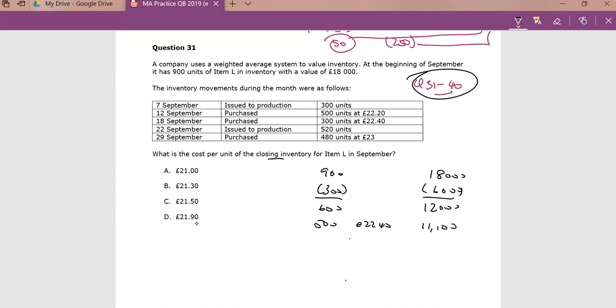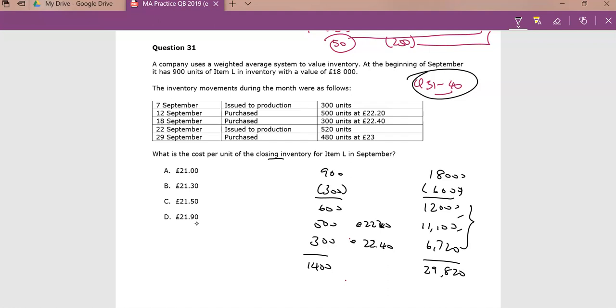And then it says you buy in again, 6 days later, another 300 units at, sorry, this is £22.20. This is at £22.40. And you buy that in, and that comes to 6,720. So suddenly you have 1,400 units worth a total of, when I add all these three things together, 29,820.